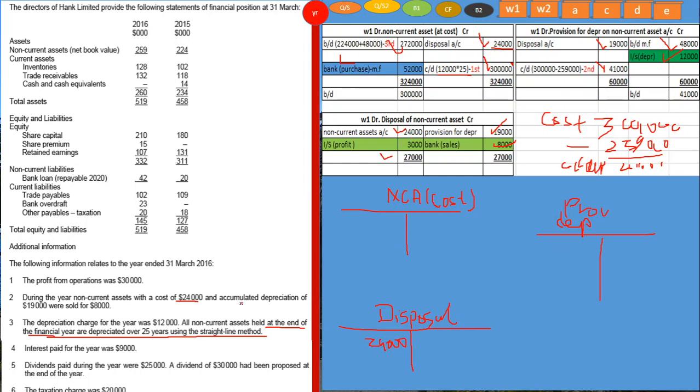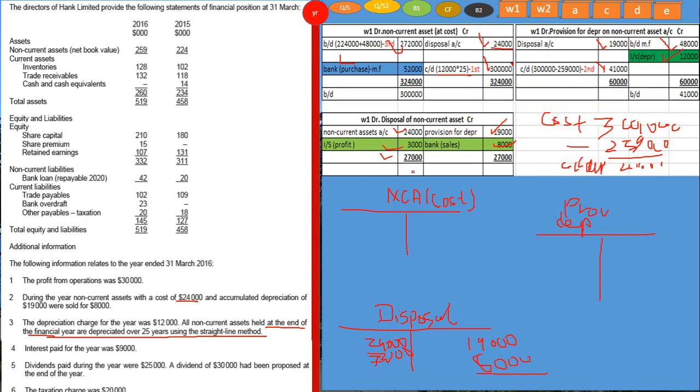Then accumulated depreciation, 19,000. So on the disposed asset, total depreciation is 19,000. That has to be deducted. You put your 19,000. It was sold for 8,000, which means you have received 8,000 out of it. So you add this up, and the missing figure gives you a profit of 3,000. That's how this has been obtained.